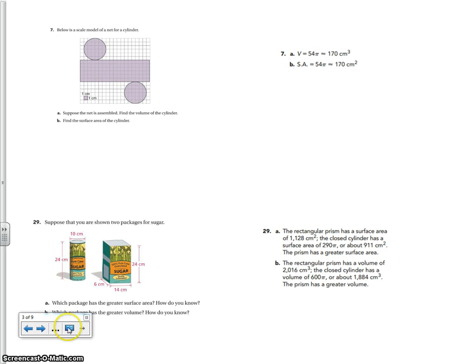Number 7, you had the scale model, so you needed to find the volume. The volume would be about 170 centimeters cubed. The surface area would be about 170 centimeters squared.